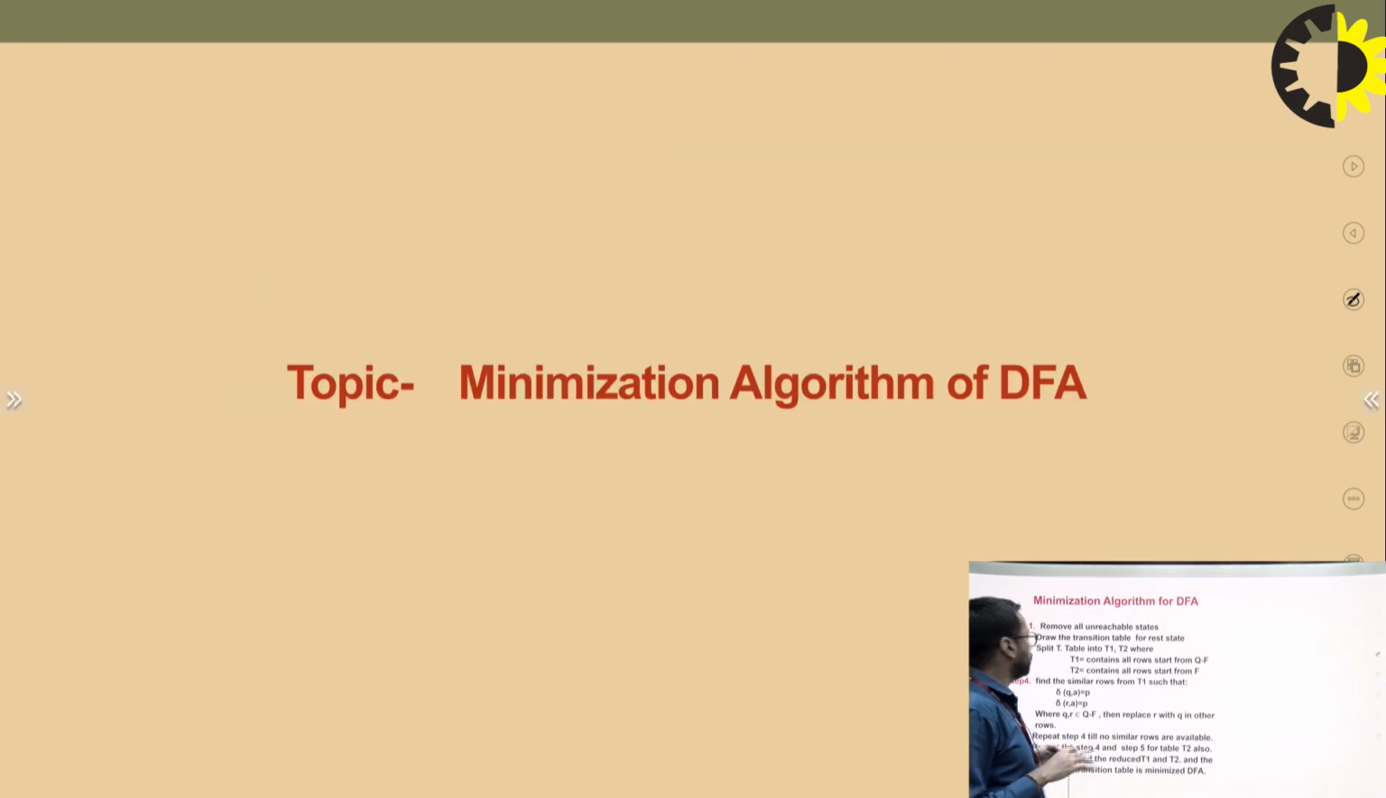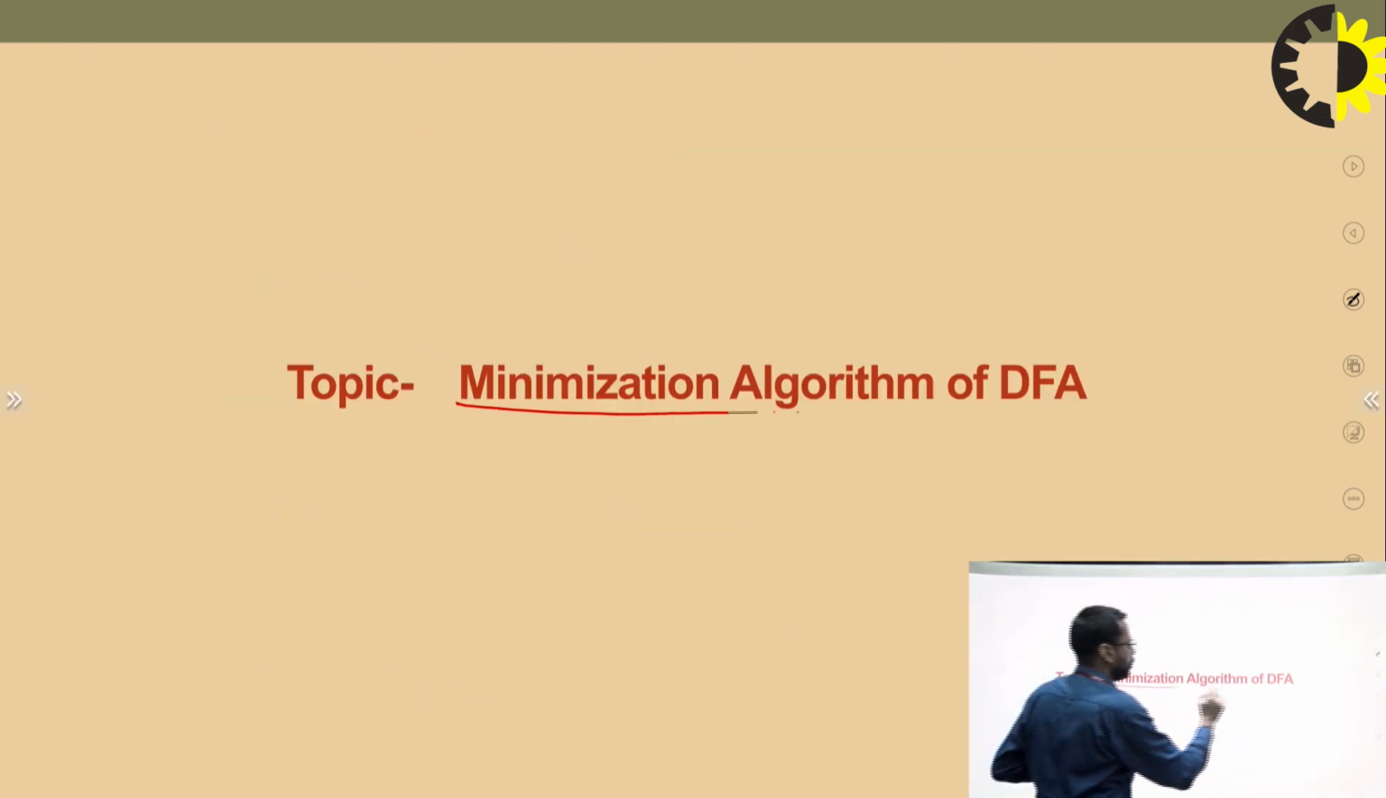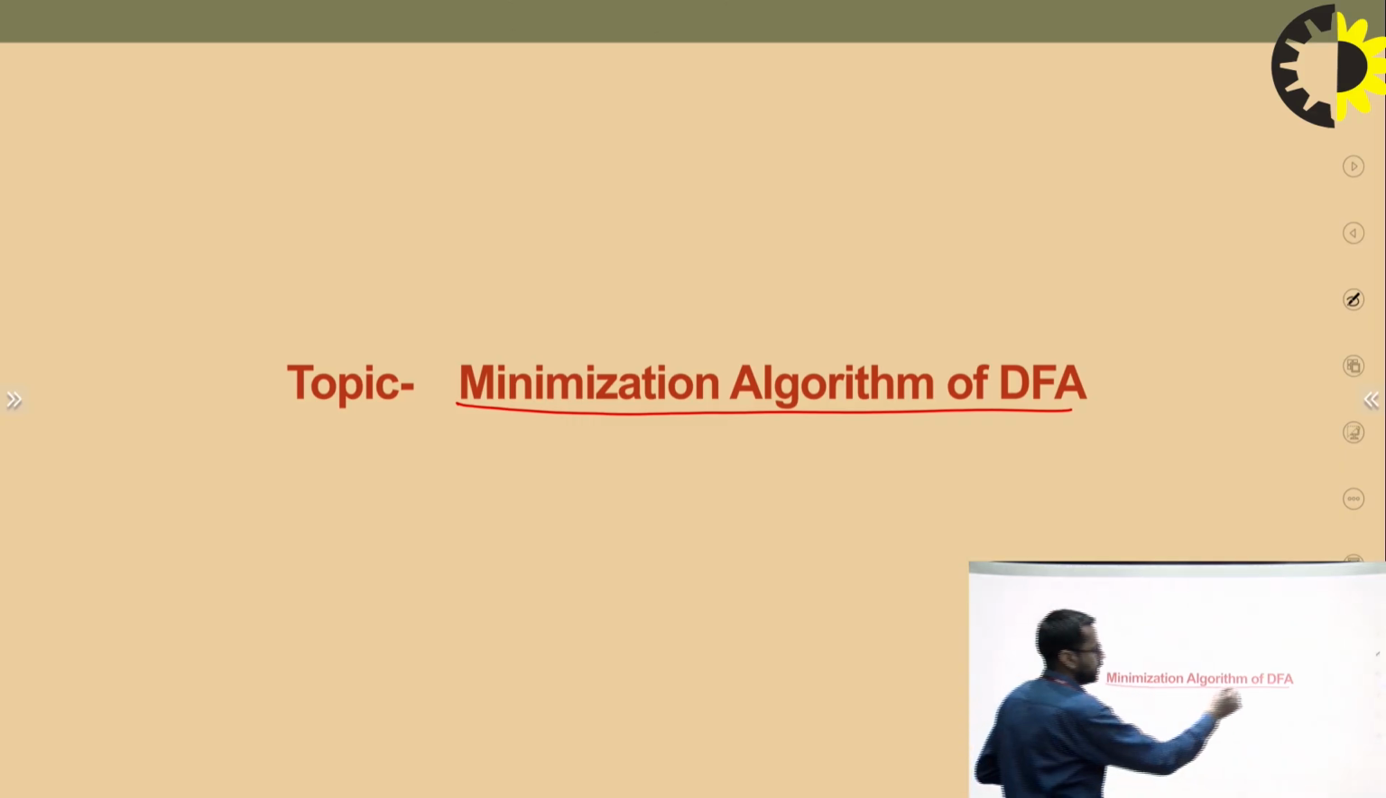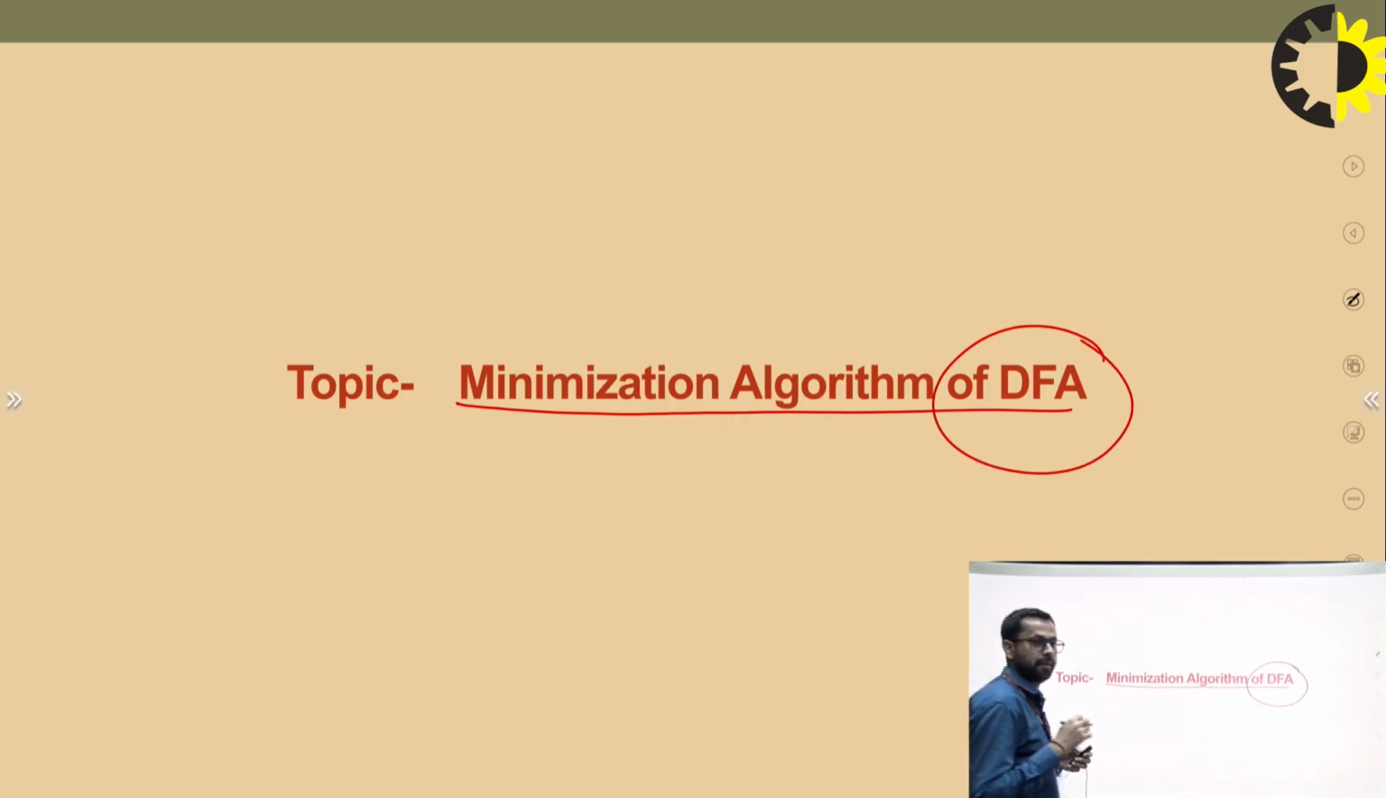So the topic is the minimization algorithm of DFA. The DFA is basically the deterministic finite automata. DFA is also considered as the DFA machines. DFA model or DFA machines, both are the same thing. When we minimize the DFA, we can use 2 to 3 different algorithms. So today we will discuss the minimization algorithm for the DFA that basically minimizes the DFA states.